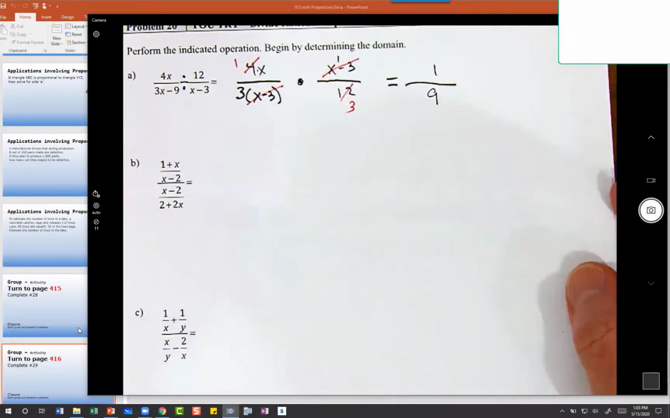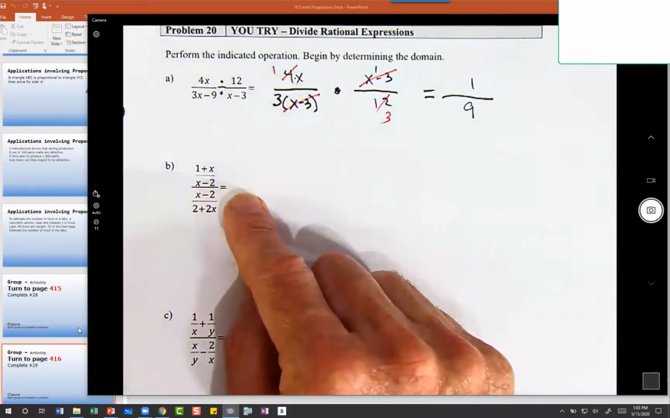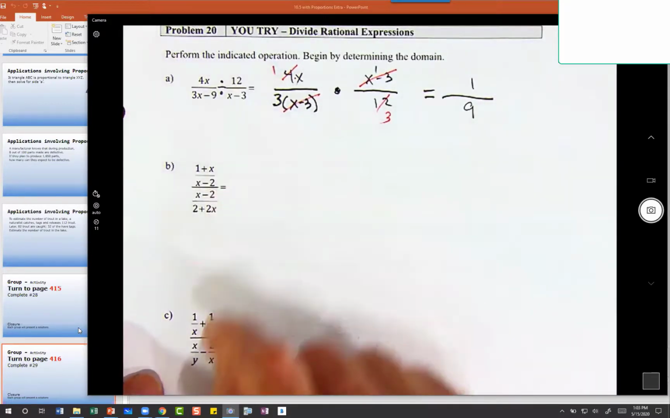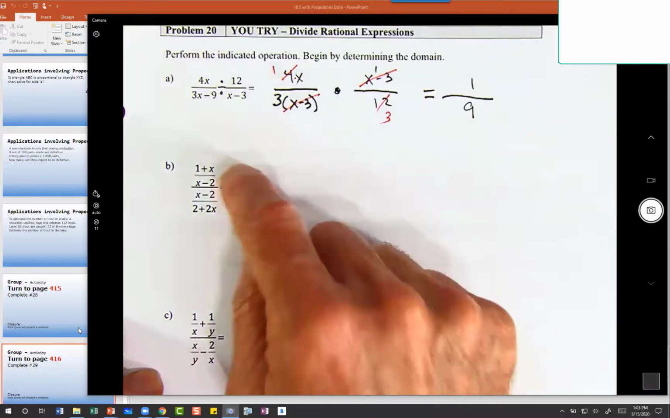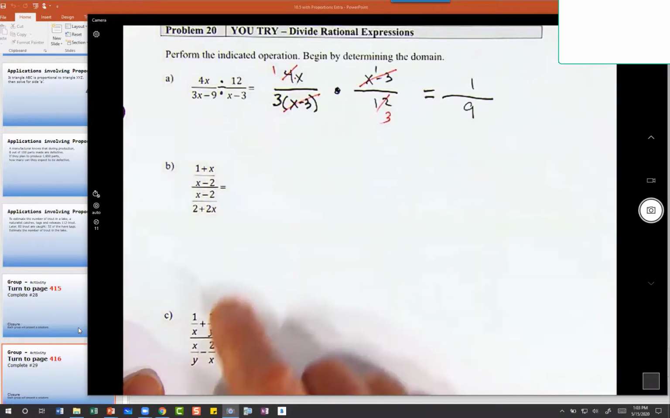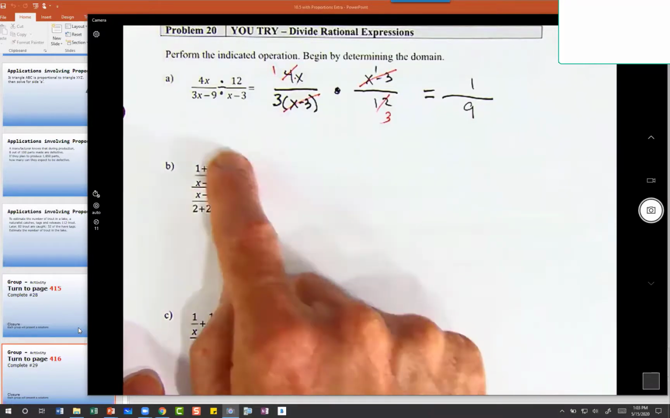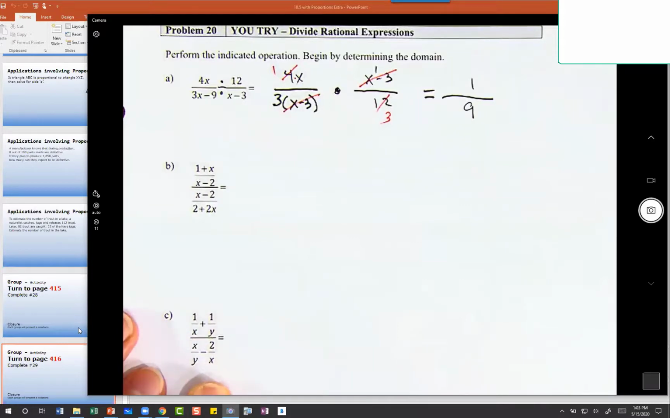Okay, I have one more thought. As I was asking you, I saw something I want to talk about. In 4.3, these fractions here, we call them complex fractions. They're complex fractions because they're fractions with fractions in them. This one is a complex fraction level 1, and problem C is a complex fraction level 2. It's a really complex fraction.